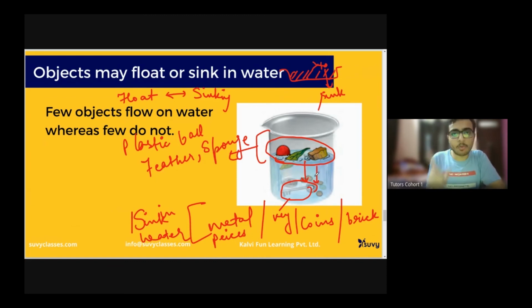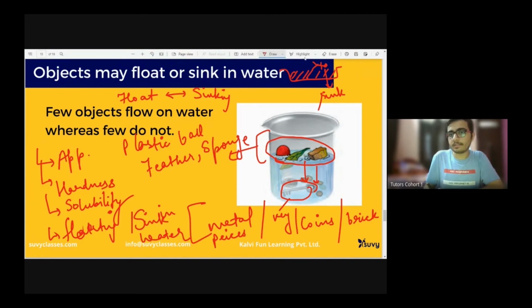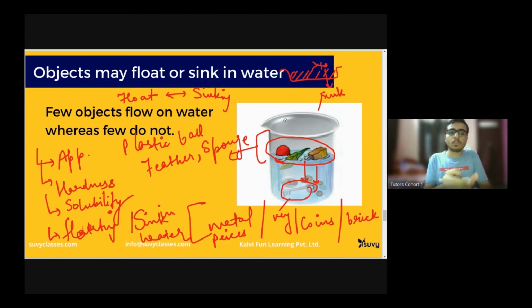So that's again a point of differentiation. We have studied so far based upon appearance, hardness, solubility, and then whether objects sink or not. So we have taken four criteria. First is appearance, then hardness, then solubility, and then floating. If you study things like this, it's very easy to revise. You should know examples also.